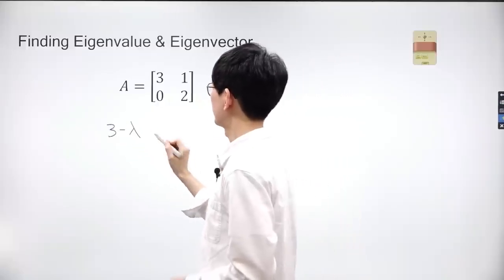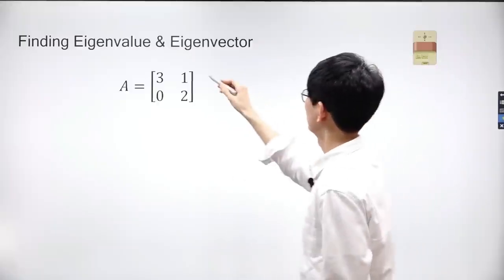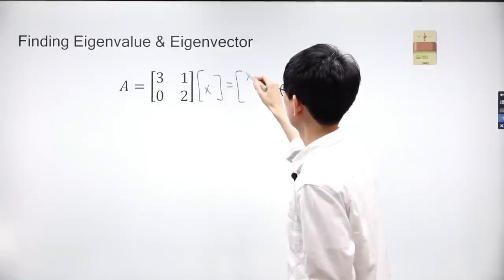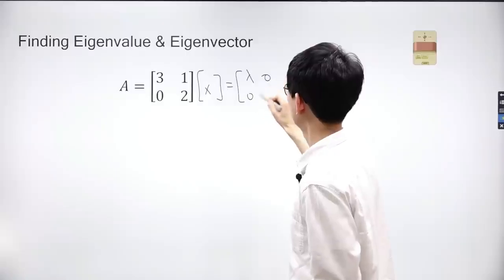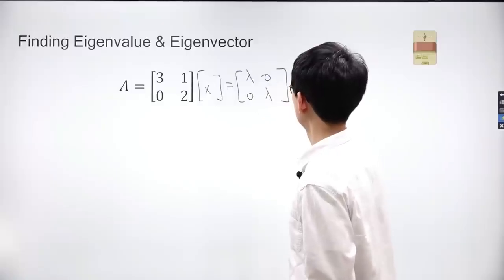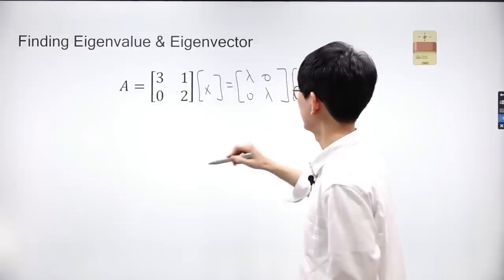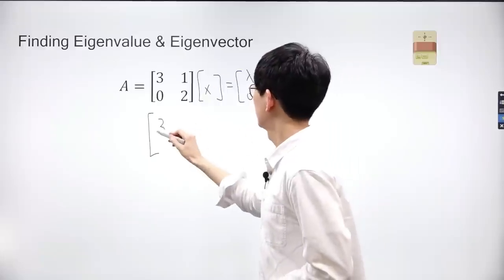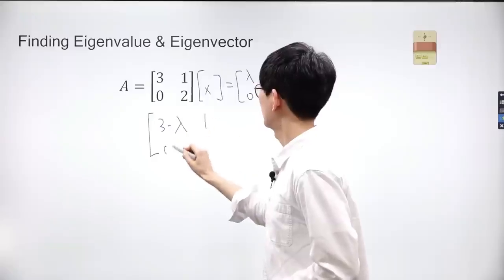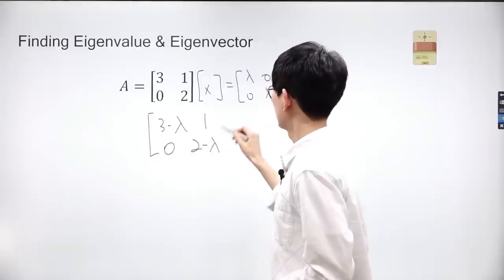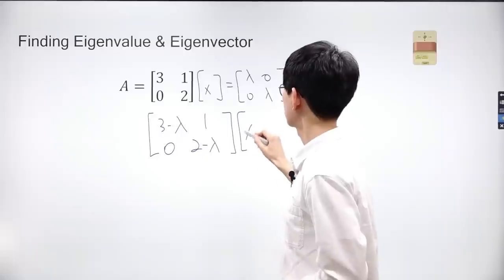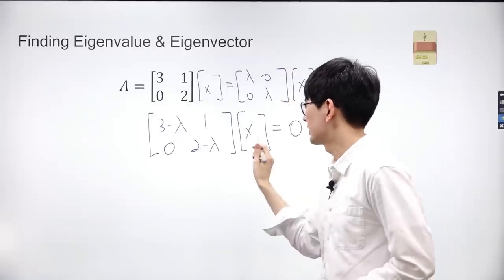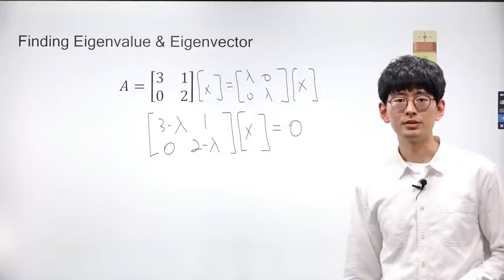Let's quickly review the methods for calculating eigenvalues and eigenvectors. We'll rewrite the equation from the previous slide. After subtracting the right-hand side of the equation from both sides, we obtain a matrix with rows 3 minus lambda, 1, and 0, 2 minus lambda, multiplied by x equals 0. Now we need to find the values and vectors for lambda and x.